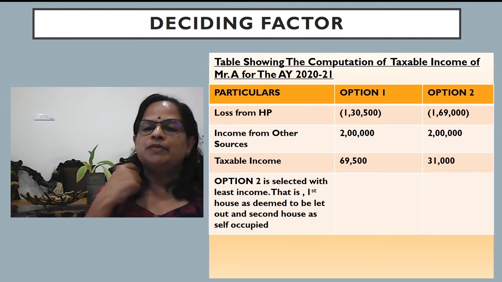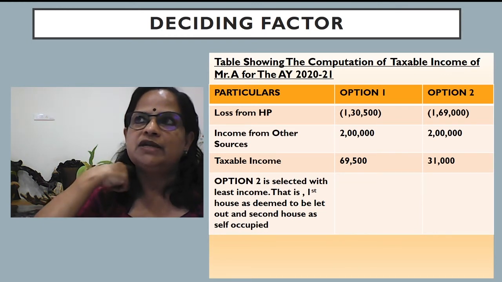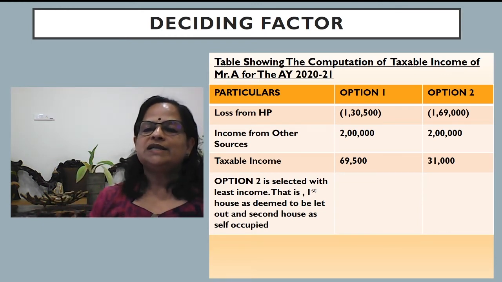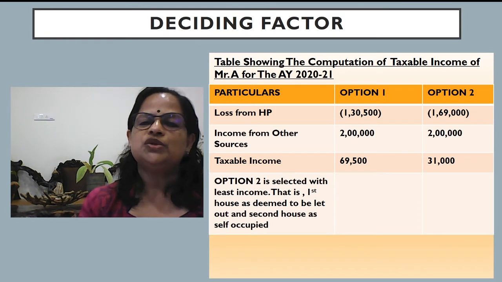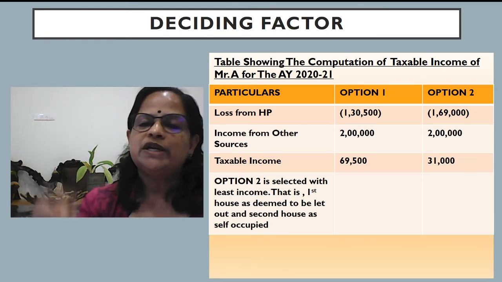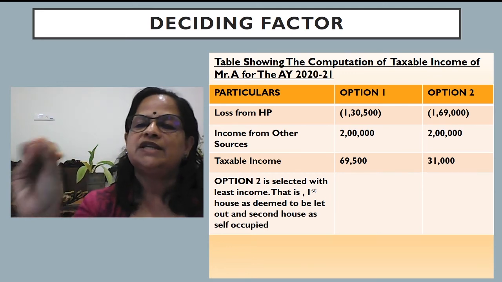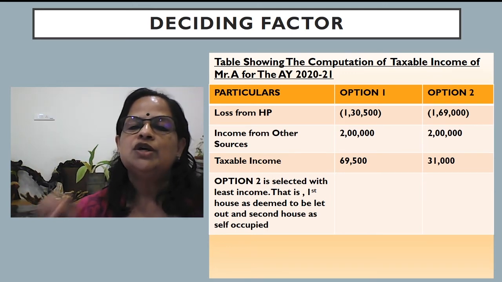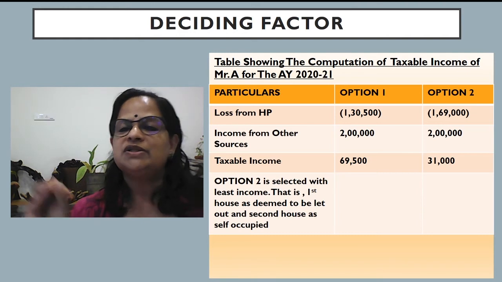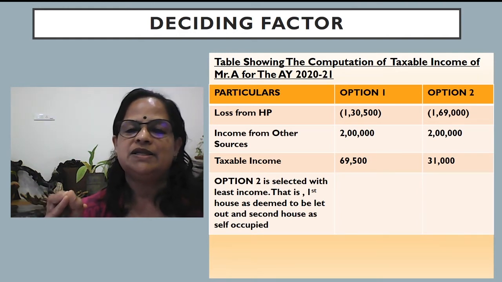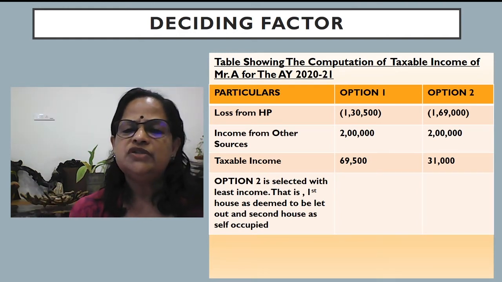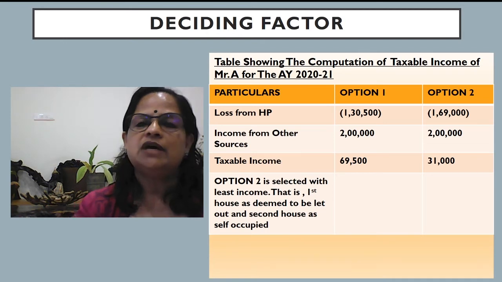Loss from house property, first one 1,30,500, second one is 1,69,000. Income from other sources 2 lakhs. For both the cases, taxable income, first one he is getting 69,500, second one he is getting 31,000. So option 2 is selected because that is attracting the least tax liability. First house is deemed to be let out and second house is self-occupied.